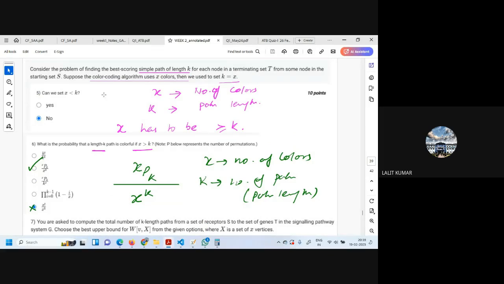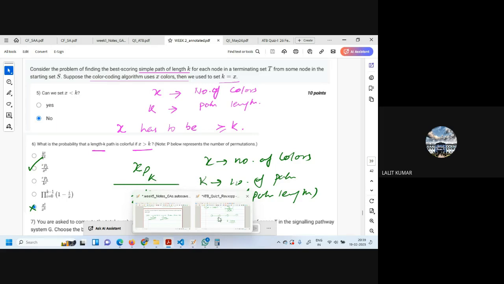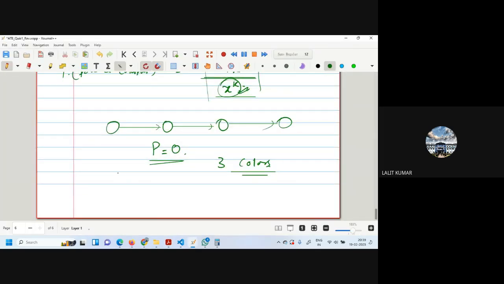Okay, then consider the problem of finding the best scoring simple path of the same. Suppose the color coding algorithm uses X colors, then we used to set K is equal to X. Can we set X less than K? Can we have colors? For example, this is K, 1, 2, 3, 4. Can we have X less than K? No, because then it will not be colorful. The same concept which we just discussed.